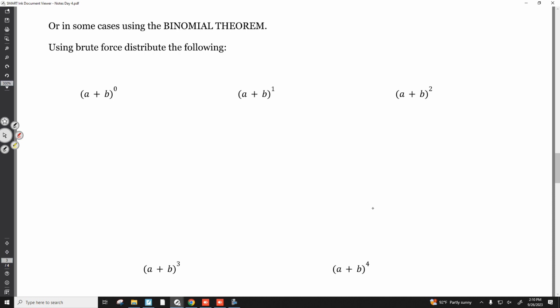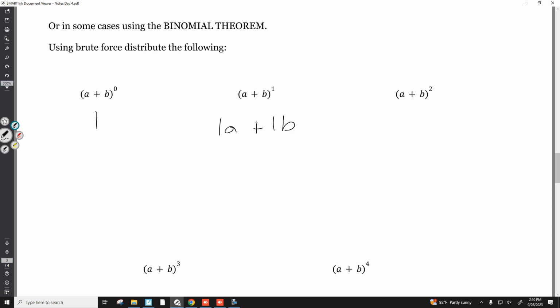We are going to start multiplying a plus b by itself a bunch of times, starting with a plus b to the 0th power. Tell your neighbors, what's a plus b to the 0th? Great, 1. What's a plus b to the 1st power? I'm going to write 1a plus 1b.